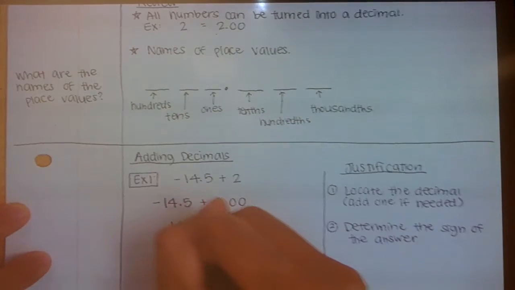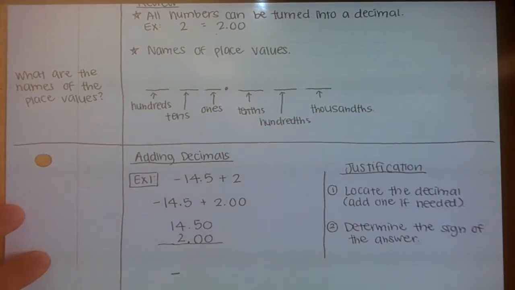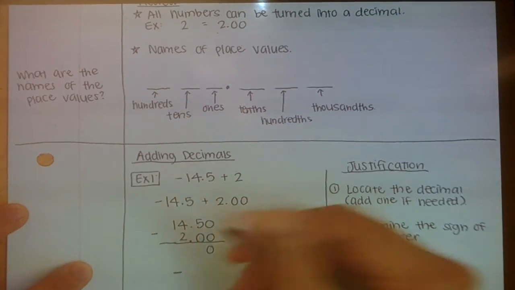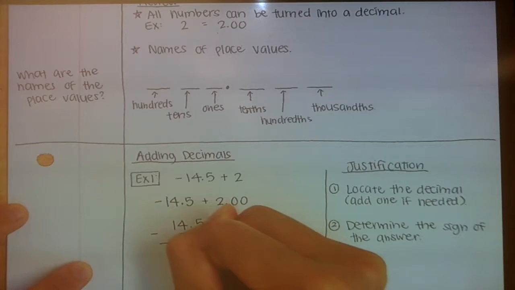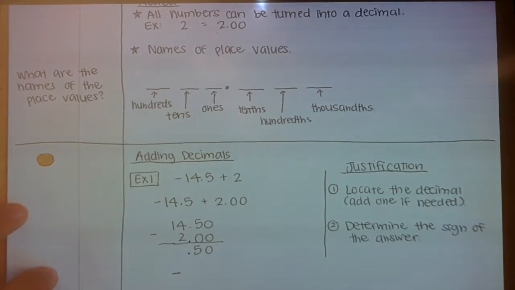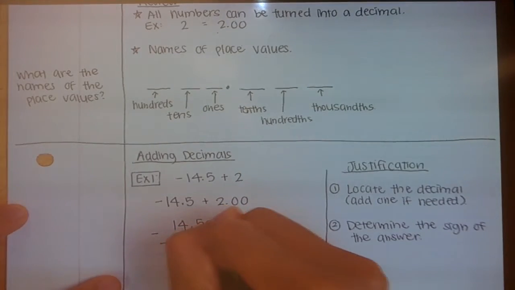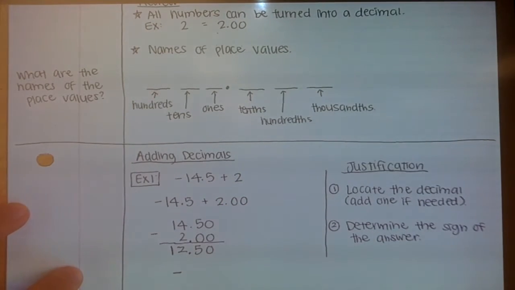And I can add zeros at the end. So I'm subtracting because they are different signs. And I'm going to subtract 0 minus 0 is 0, 5 minus 0 is 0. I'm going to bring my decimal down in the exact same place. And I keep on subtracting. And I get 12.50.